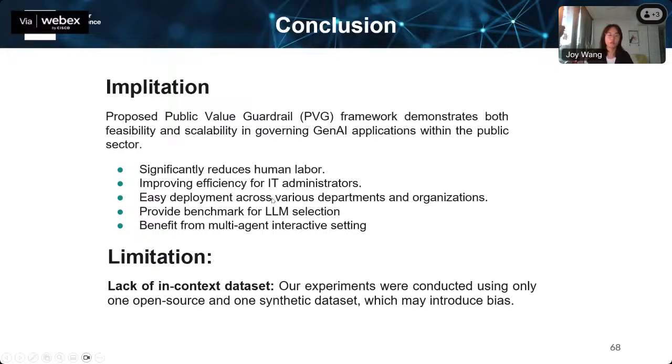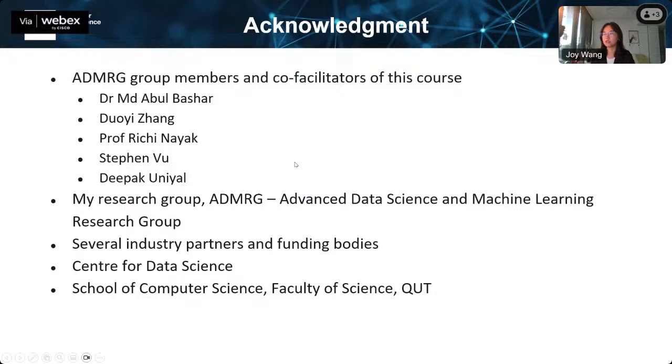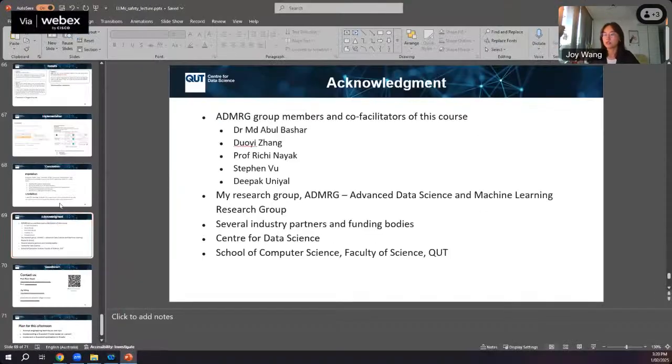One limitation of this study is a lack of in-context datasets. As I discussed as one of the challenges, we don't really have a dataset customized for public government employees. So we only tested our guardrail with one open source dataset and one synthetic dataset. This may introduce data-level bias. So this is a limitation. This is the end of part 3.